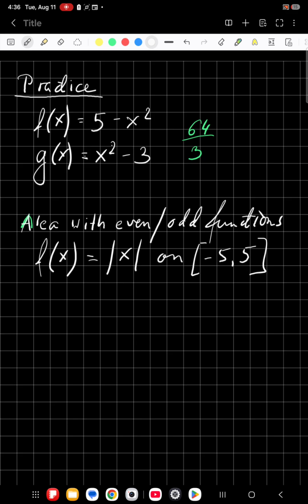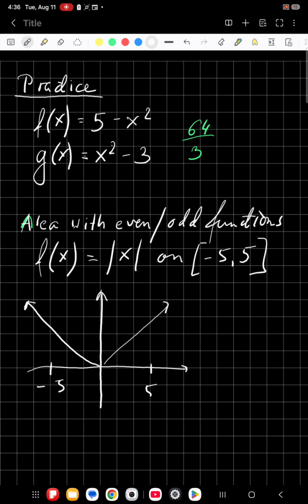Right, so normally you would... let me graph it first actually. Okay, so here is that absolute value function. Let's say this is -5, this is 5. Okay, and we're calculating this area. The way I drew it is not particularly clear, but you see that the function is symmetrical.